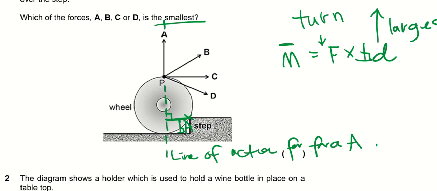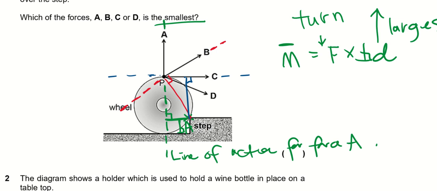Then we can do the same for B, but I'm going to change the color to red. So for B, it is this way. You just take a ruler, draw the front and back. And here is the pivot. So this will be the perpendicular distance for B. Then we do it for C, in another different color. After we draw the line of action of force C, this will be the perpendicular distance. As you can see for now, A's perpendicular distance is the smallest.